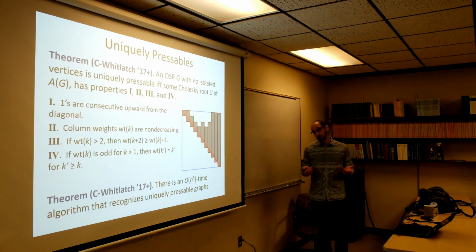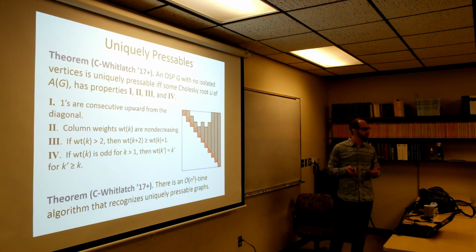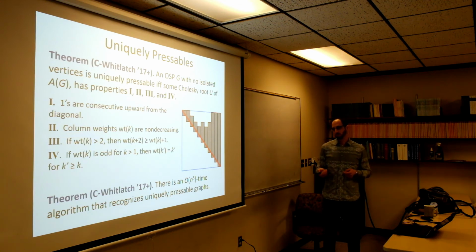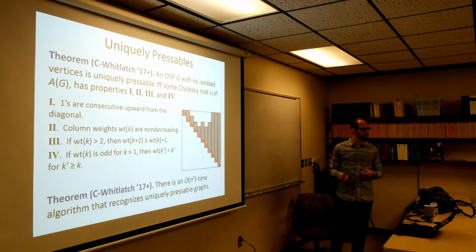And also, by the way, this gives you a quick algorithm for detecting whether a given graph is uniquely pressable. You just find a Cholesky root and make sure that it has these properties. Which is very fast, actually. Finding the Cholesky root is actually the slowest part. It says if and only if some Cholesky root? Yeah, so if some, then all, because there's only one. Okay.